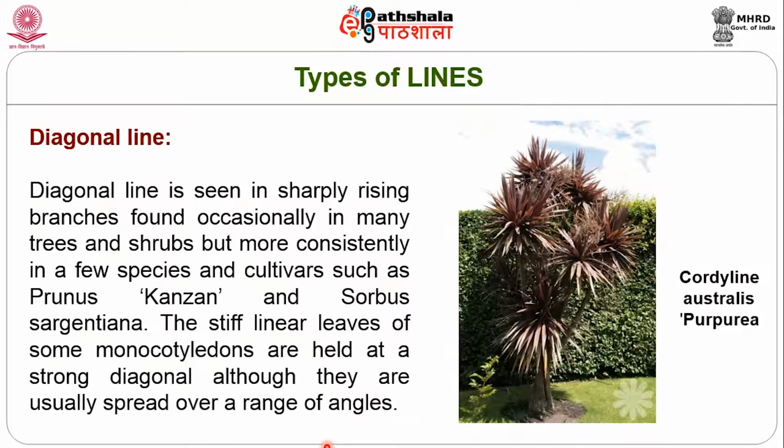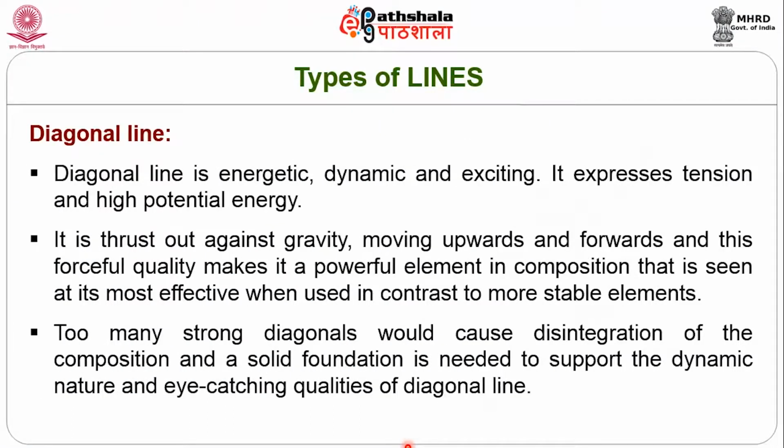This is seen in sharply rising branches found occasionally in many trees and shrubs, but more consistently in a few species and cultivars such as Prunus canzan and Sorbus sargentiana. The stiff linear leaves of some monocotyledons are held at a strong diagonal, although they are usually spread over a range of angles. So, you can see very strong diagonal lines here, which are expressed in this type.